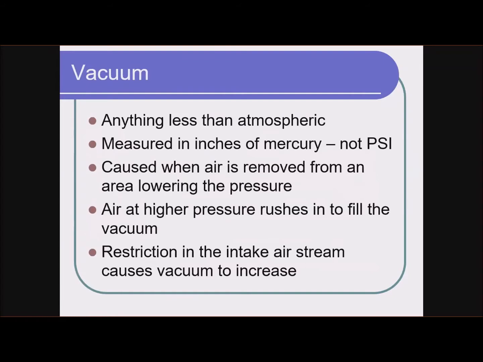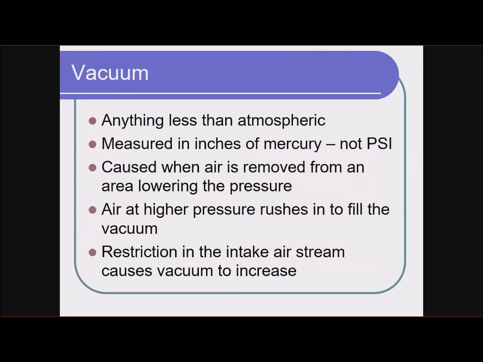So what's a lot? Well, an engine that's running at idle, typically vacuum in the intake manifold is somewhere around 20 inches of mercury. They say like 17 to 24 or something like that. And vacuum is caused when air is removed from an area, lowering the pressure. So air at higher pressure rushes in to fill that vacuum.